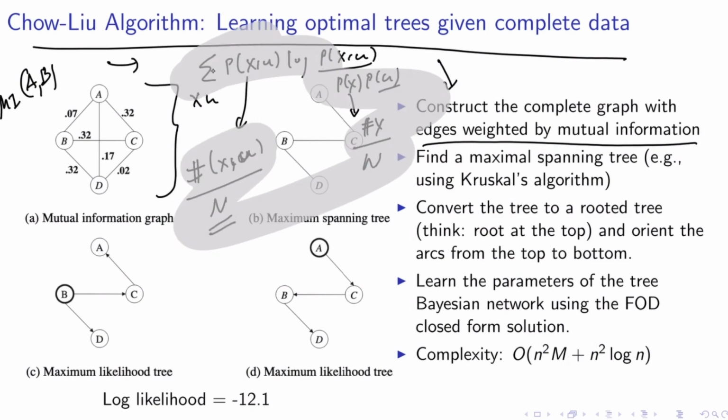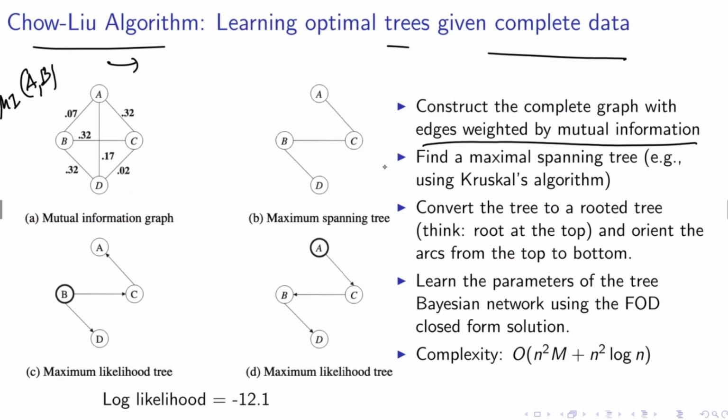Okay, so now you have a graph in which the edges are labeled by the mutual information score. The next step in the algorithm is to find a maximum spanning tree over that complete graph. Okay, so you can verify that the maximum spanning tree, I should say, can be easily computed using Kruskal's algorithm.